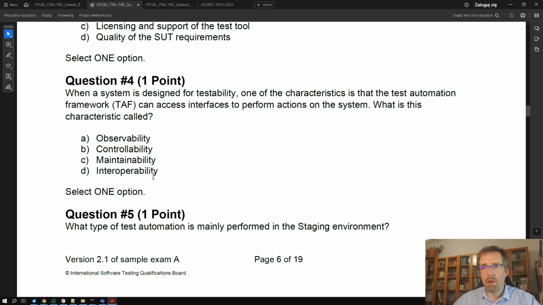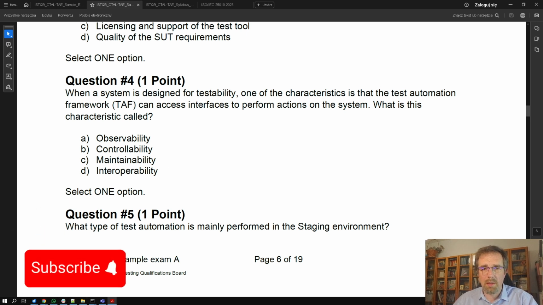So here in this question we can access the interface. Okay, observability requires access to the interface and controllability also requires access to the interface. But what for? To perform actions on the system. So if you want to perform actions on the system, it's controllability. So for this question, answer B is the right answer.